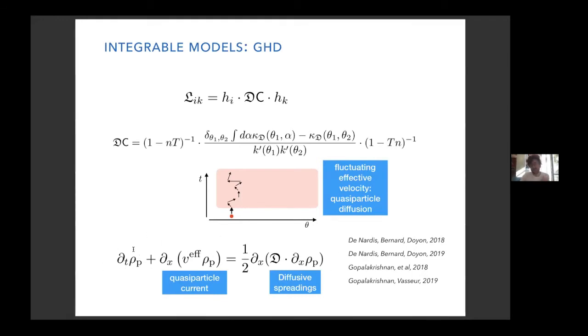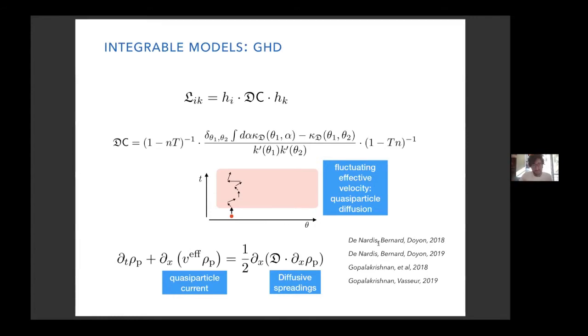So I will write here the generalized hydrodynamic equation. The first part was written in 2016, and it's equivalent to an Euler equation for these quasi-particles, the density of the quasi-particles just has a convective flow, given by the effective velocity times the density. And in 2018 this term was added, which also takes into account the fact that this convective flow also has diffusive spreading around.